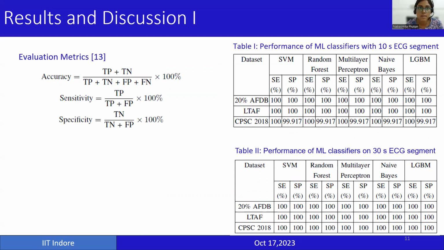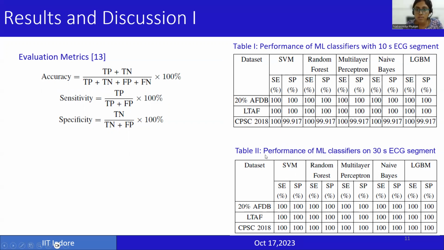Coming to the results and discussion section, we have used three metrics: accuracy, sensitivity, and specificity to represent the outcome of our machine learning classifiers. Table 1 gives us the performance of the ML classifiers with 10-second ECG segments, and table 2 gives us the performance of the ML classifiers with 30-second ECG segments. We can see that with 30-second ECG segments, the performance is higher than with the 10-second segments, but we can say that it is comparable.